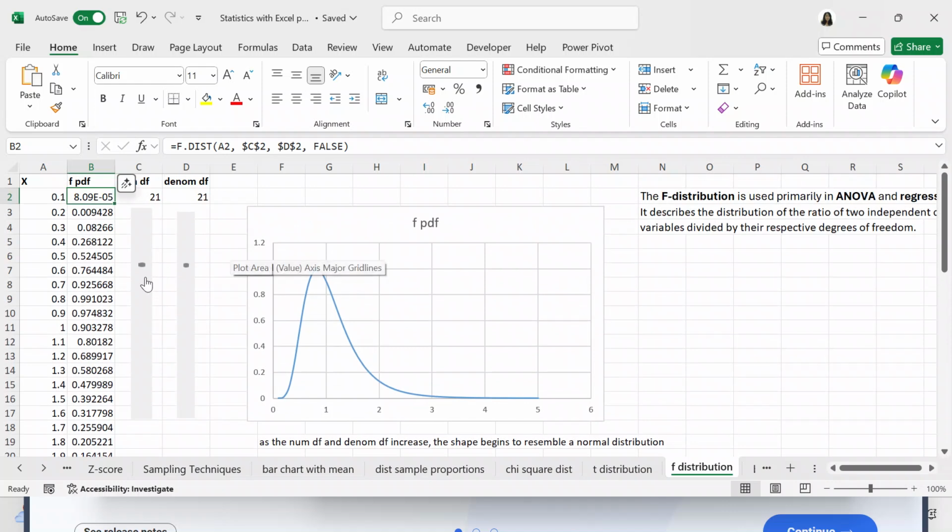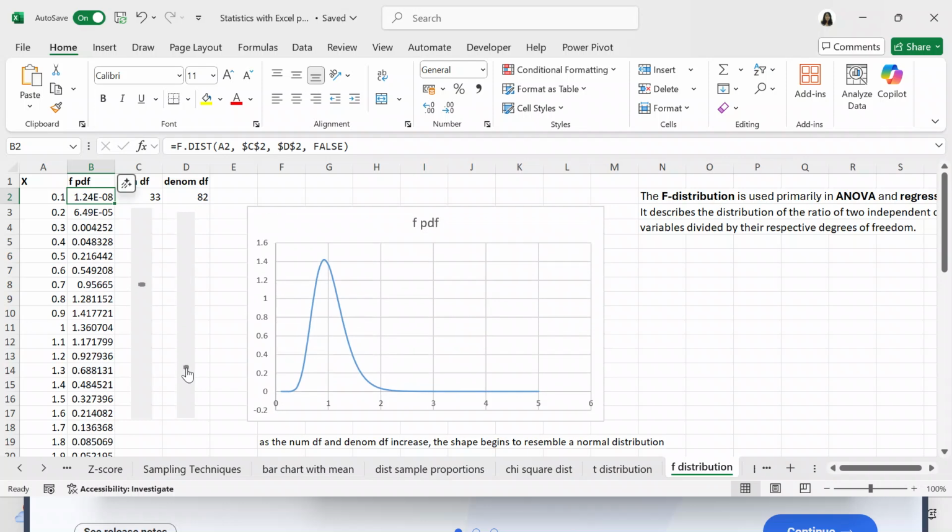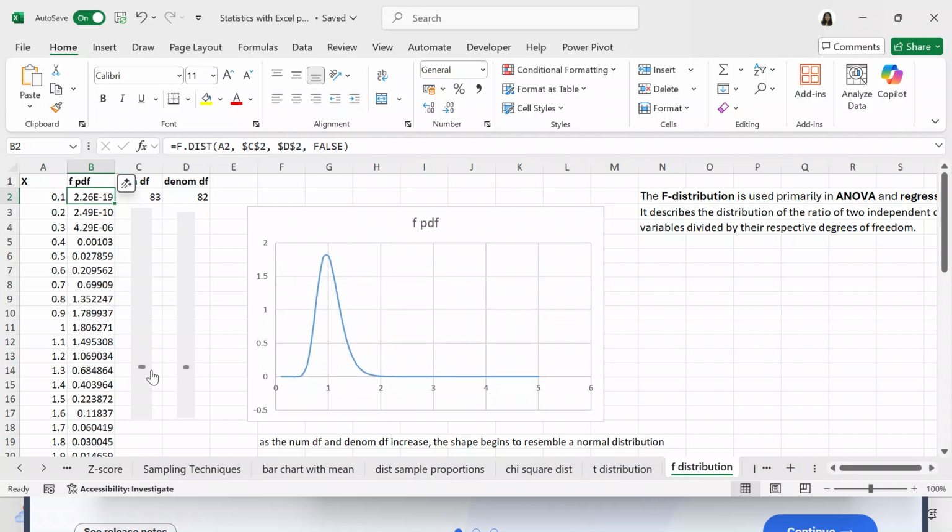So what we'll do is we'll increase the numerator degree of freedom, and then we'll increase the denominator degree of freedom. And you can see that it does resemble a normal distribution, with the exception that it's, shall we say, right skewed. But that's it for the F distribution.